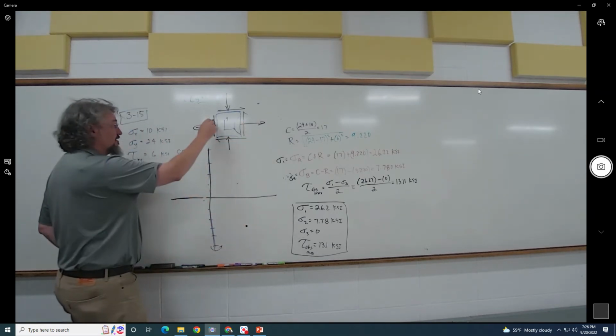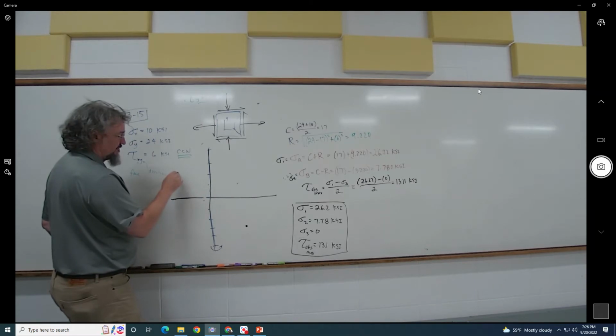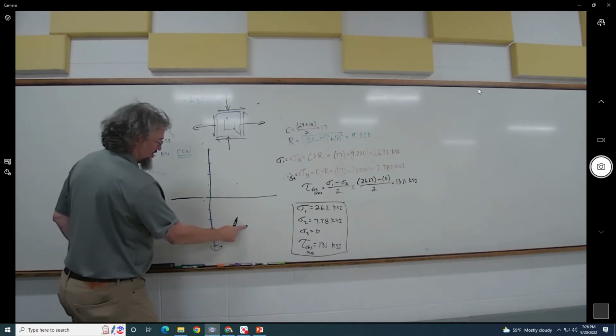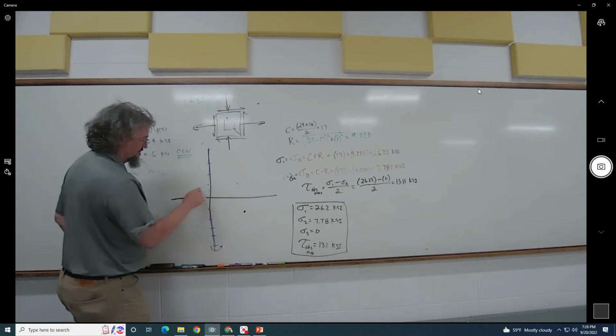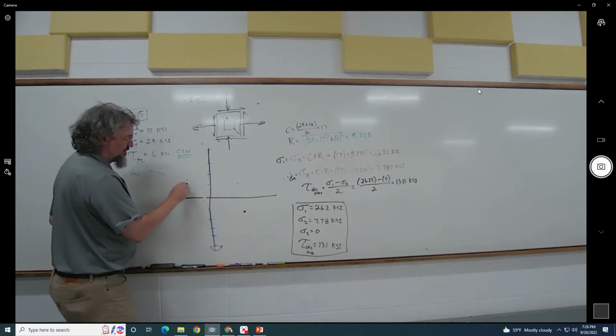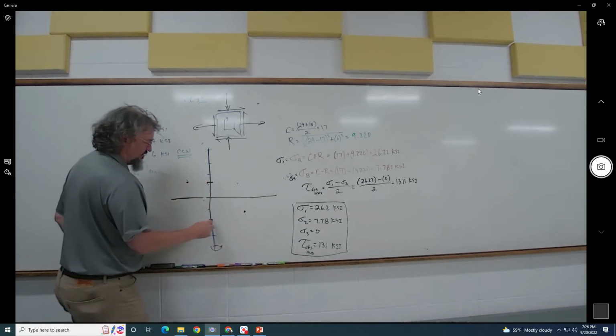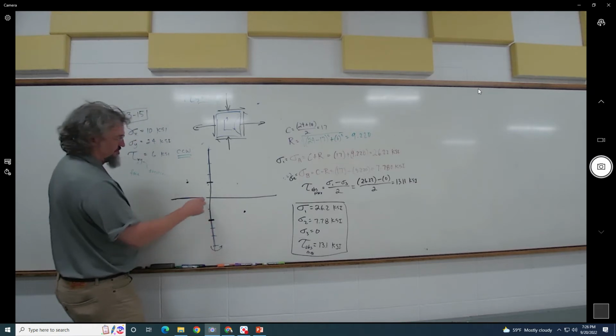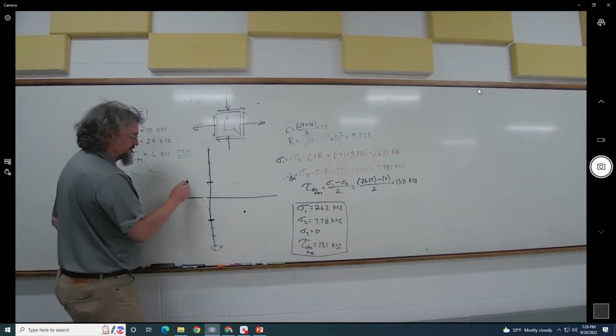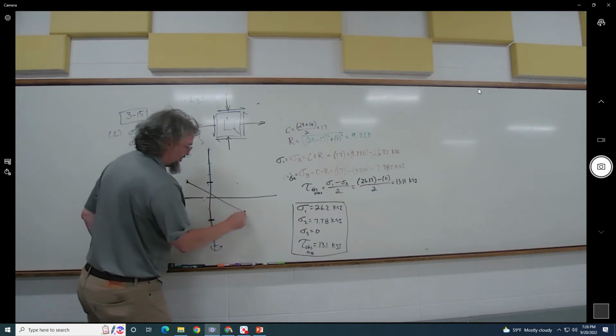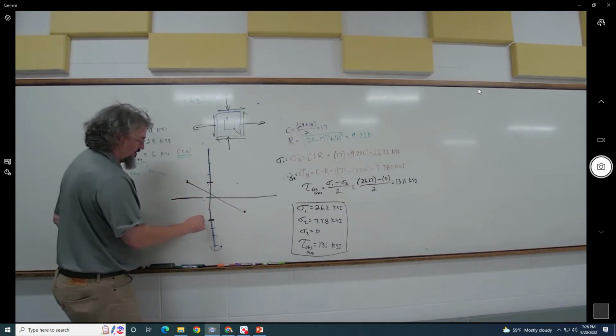But over here, let's see, I kind of messed myself up by going so high, but I'll make it down this way. Here you go. We don't know what the value is, but we know that this value and this value are supposed to be the same. Let's pretend I got it right. So we'd have this main Mohr circle right here.